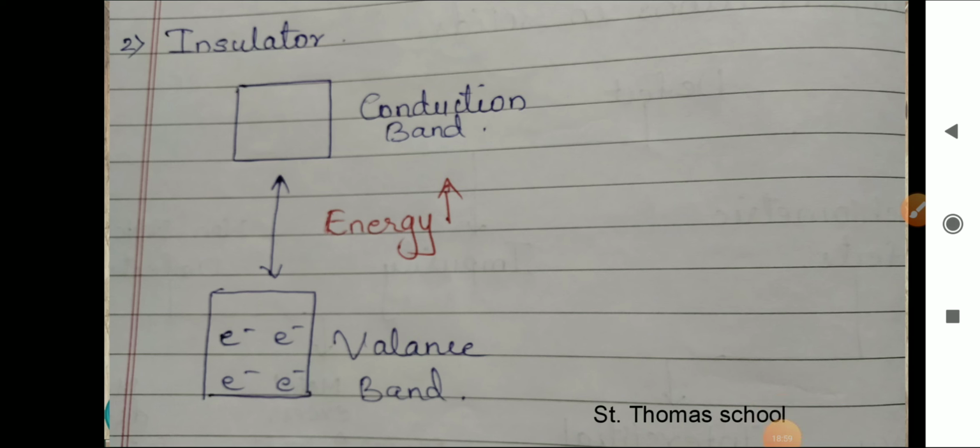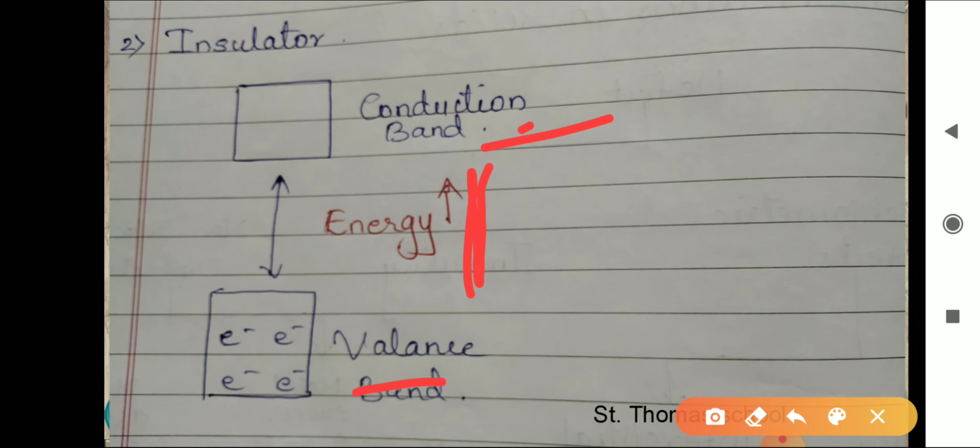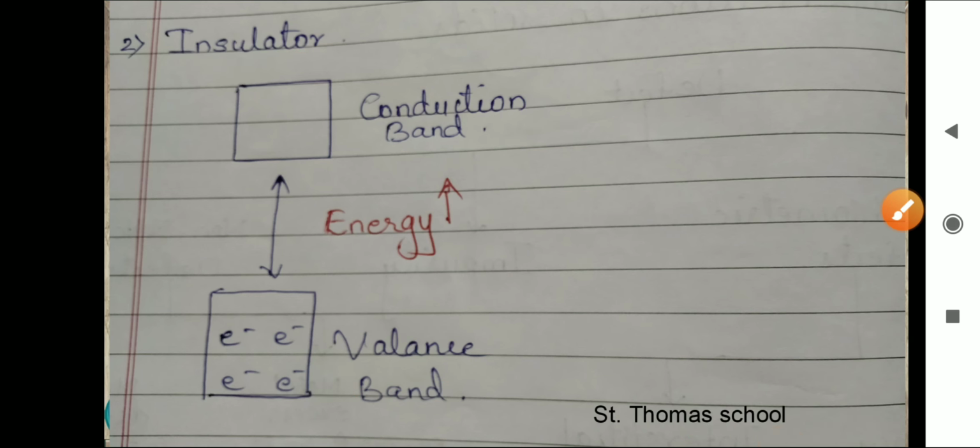Next is insulator. Here you can see the energy difference is too high. Even if you give more energy to these two bands, this electron will not move from the valence band to the conduction band. So this will not conduct electricity, right? Because here they require lots of energy. Understood? They require more energy. So they will not conduct electricity. So it is called an insulator. Understood?